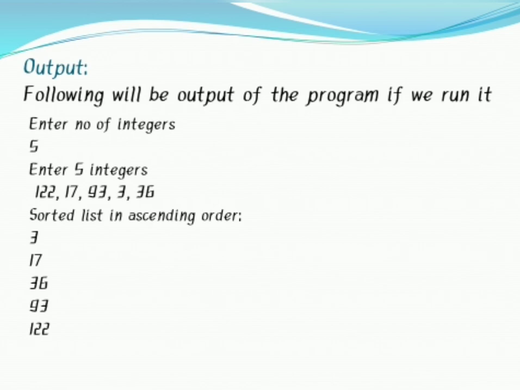We'll have the printf statement as enter number of integers. For the example, we have 5 integers, so enter 5 integers. What are those integers? 122, 70, 93, 3, 36. Sorted list in ascending order, sorted by using the insertion sorting algorithm. The output will be 3, 17, 36, 93 and 122. In this way, we will get the output if we run the program.